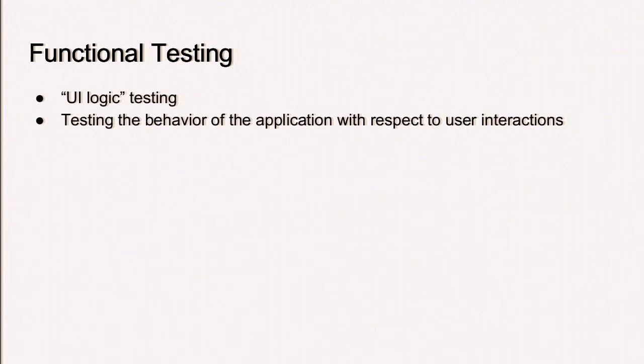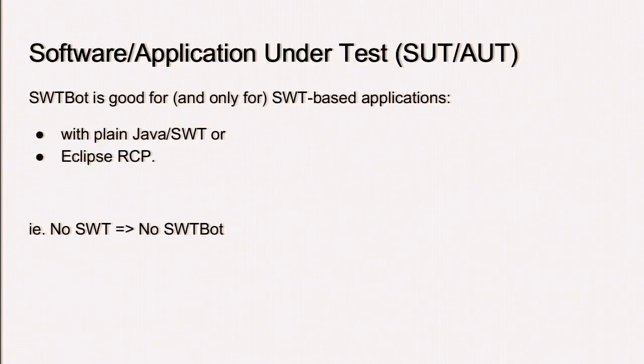And the idea is to have an API which allows you to automate user stories, such as I click on this button, I expand this tree, and I press finish. And then you have functional testing. So you usually test user stories with SWTBot rather than small pieces of UI logic.